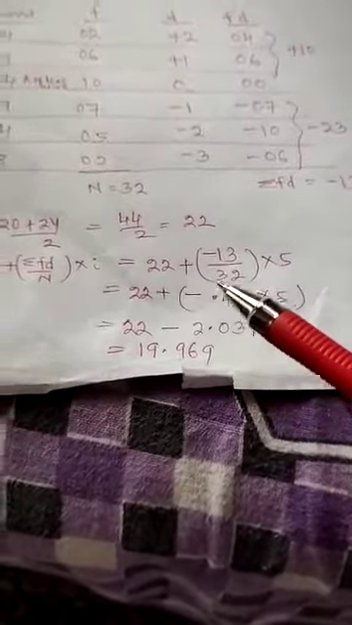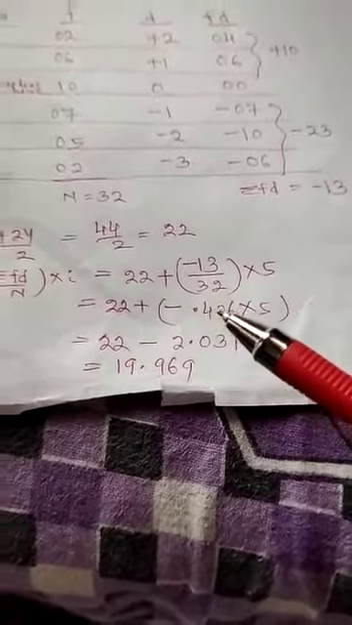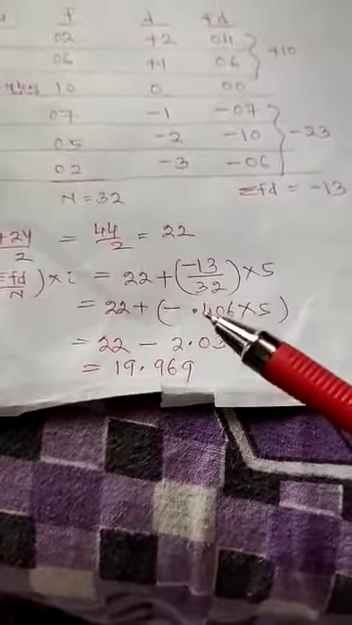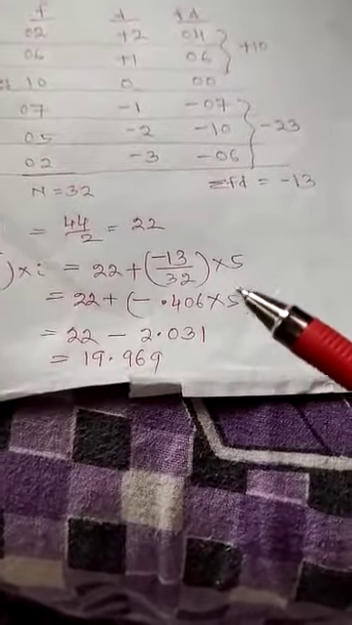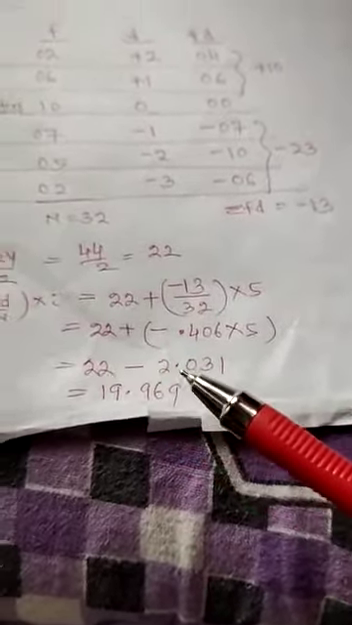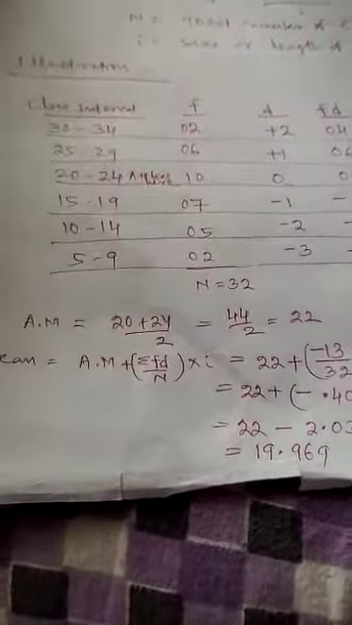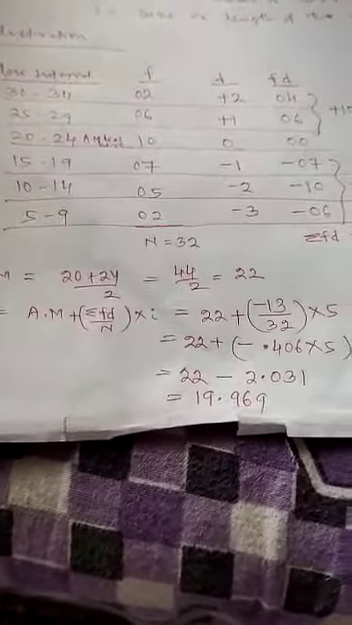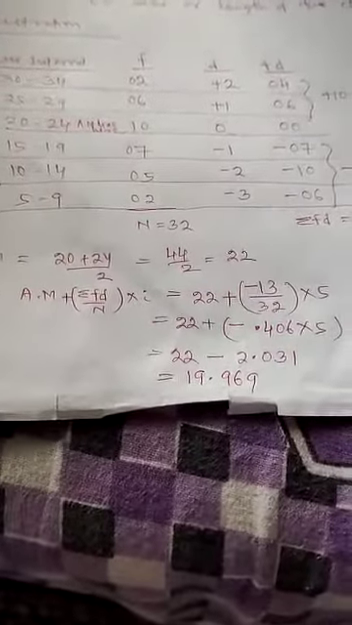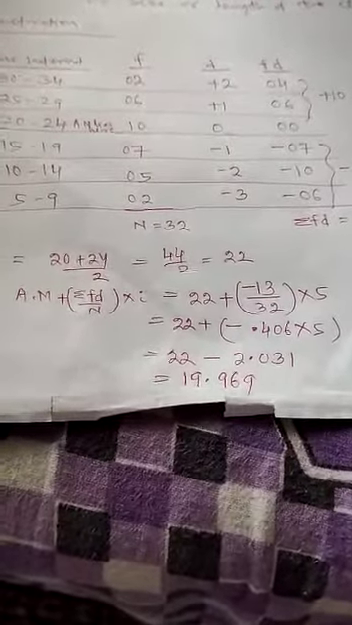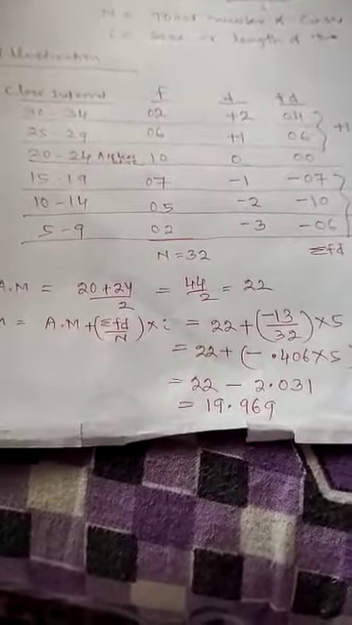Then 22 plus this particular value, after dividing minus 13 divided by 32, gives minus 0.0406. We have to go till the third digit after the decimal value. Then it is multiplied by 5. This bracket is being opened. Then 22 minus 2.031 is equal to 19.969. So in our last calculation, mean by long method, we also got this score 19.968. So these are two similar results, 19.969, 19.968. In this way you can calculate mean.